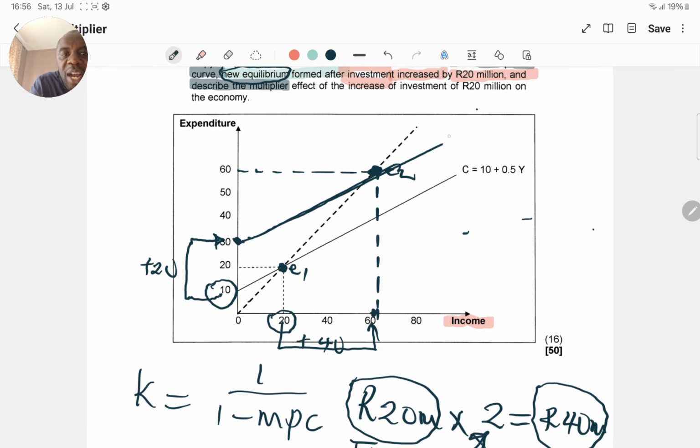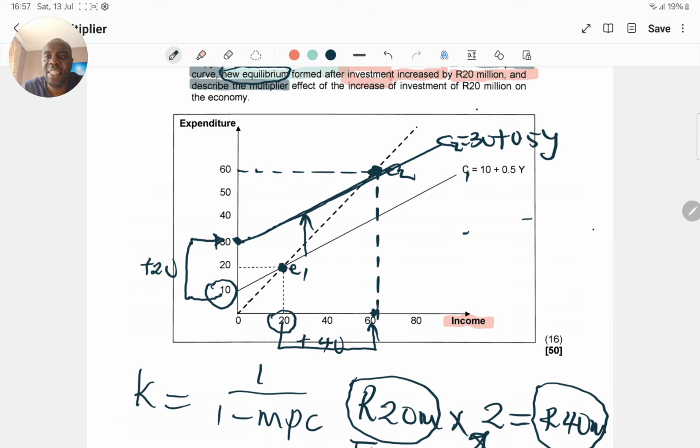So this becomes our C. I can say this is my C1, my consumption curve 1. This becomes my C2, which is equal to what? Remember, the first consumption curve was starting from 10. This one is starting from 30. Plus, the MPC is a constant. It doesn't change. It becomes 0.5y. So what have I done? I've indicated the new consumption curve. I've also indicated the new equilibrium. Then you just draw an arrow to indicate where you are coming from, where you are going.